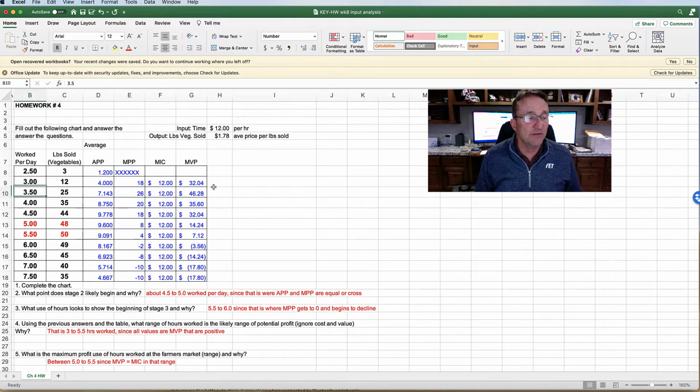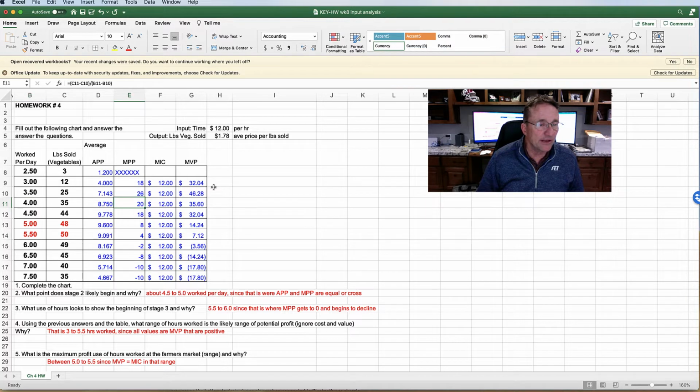The next one, the change is from here to here, every one gives you 26. The change from 3.5 to 4 is 20. The change from 4 to 4.5 is 18 again. And the change of 4.5 to 5 is 8. And then you keep going through. Of course, if you go to 5.5 to 6, the answer goes negative.